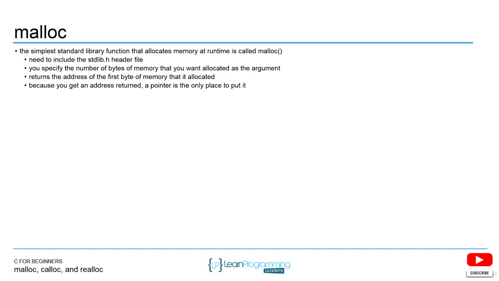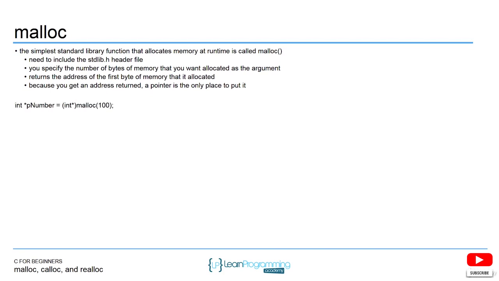Because you get an address returned, a pointer is the only place to put it. Right? So this is why dynamic memory allocation is only possible via this concept of a pointer, because it returns addresses. You can only put an address in a pointer. That's what a pointer stores. A pointer stores an address.